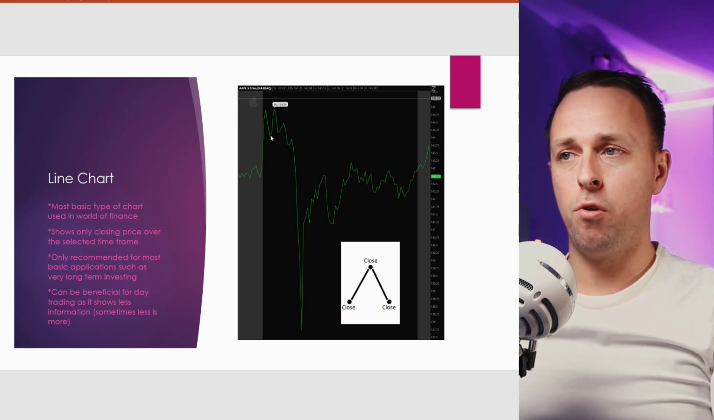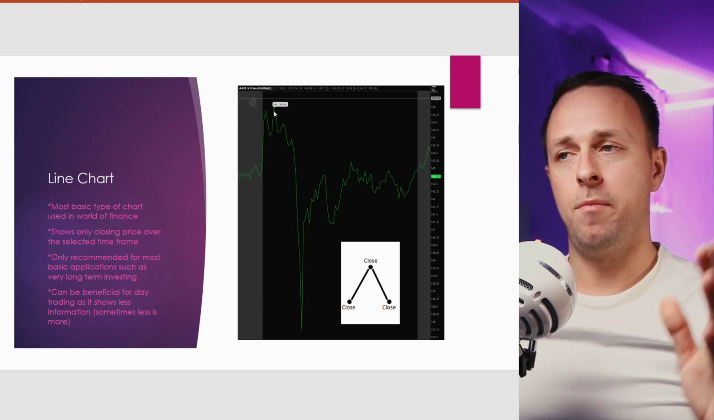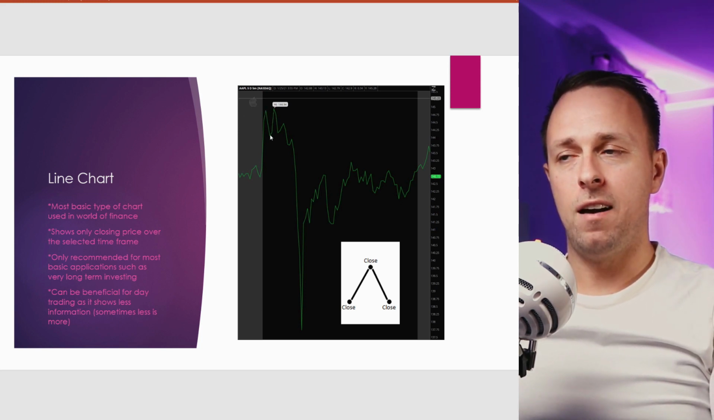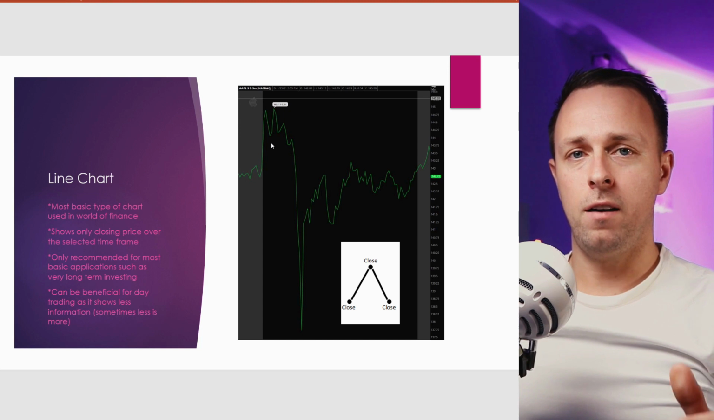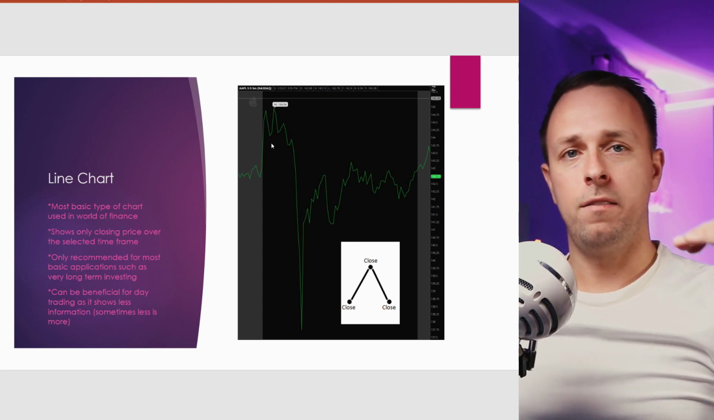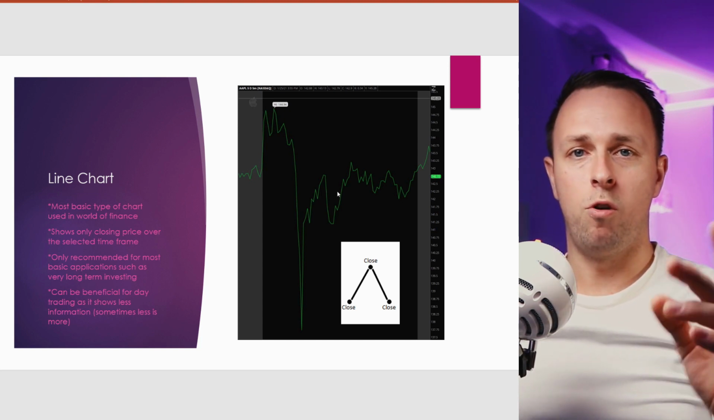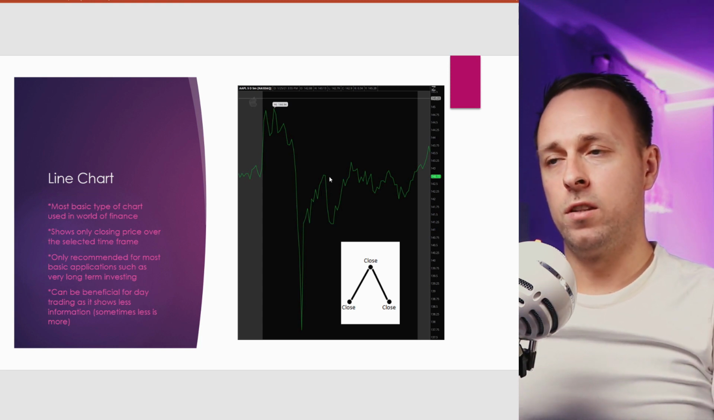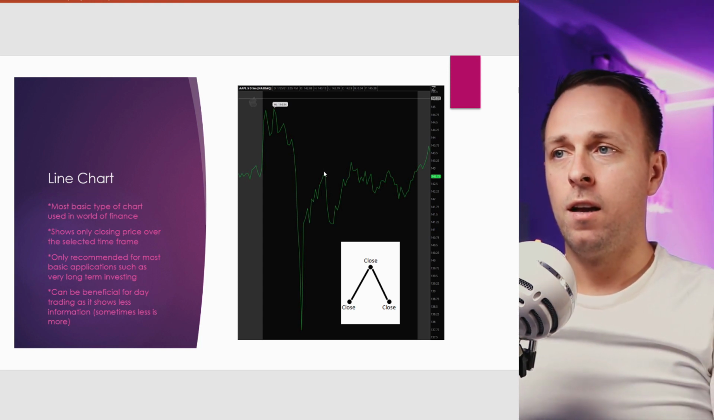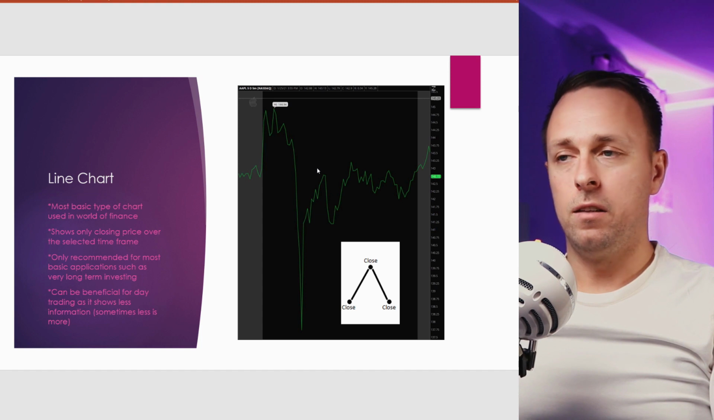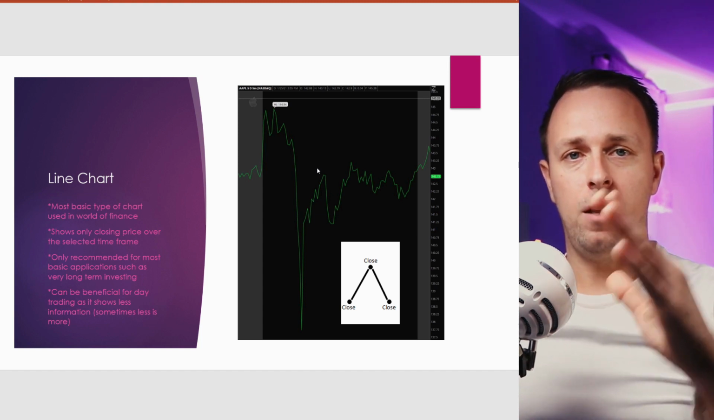So every time there's a point made, that's the closing of the 5 minutes. So there's a point made every 5 minutes. So at 9:30, 9:35, 9:40, 9:45, 9:50. If it was a 1-minute chart, it would be every minute. If it was an hourly chart, it would be every hour. And basically you just draw a line between those 2 points, point A, point B.